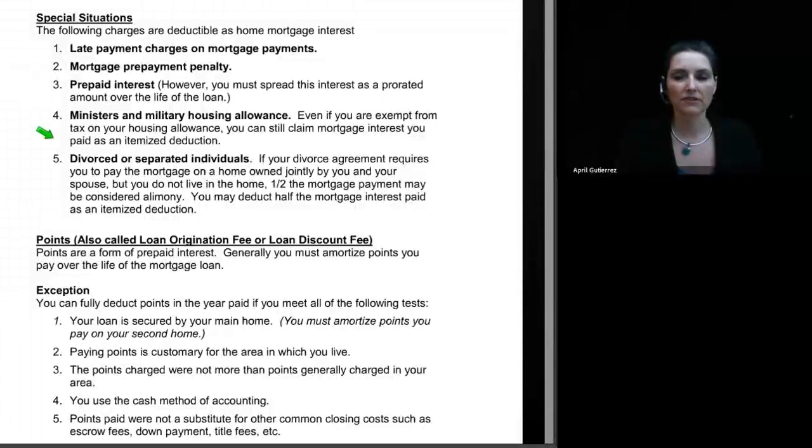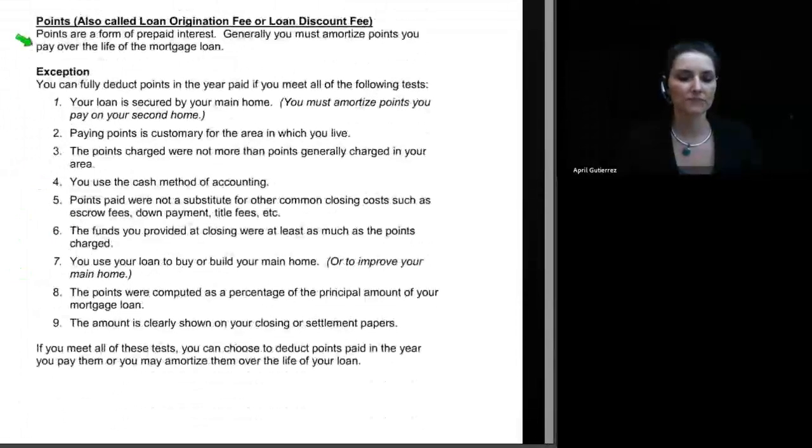Ministers and military housing allowance. Even if you are exempt from tax on your housing allowance, you can still claim mortgage interest you paid as an itemized deduction. Divorced or separated individuals. If your divorce agreement requires you to pay the mortgage on a home owned jointly by you and your spouse, but you do not live in the home, 1/2 of the mortgage payment may be considered alimony, and you deduct the other half of the mortgage interest paid as an itemized deduction on your return.